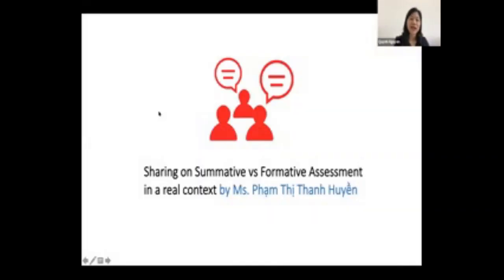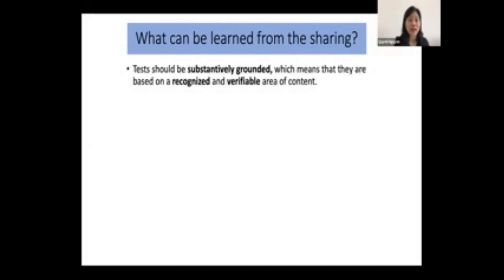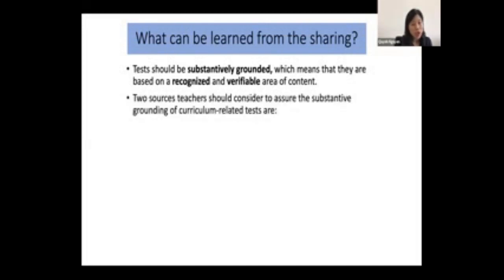Okay, and I'd like to note again some important points that we can learn from Huyen's sharing and also the sharing by Thao a few minutes ago. The first one is that all the tests that we use in our course should be substantively grounded, which means that they are based on a recognized and verifiable area of content. And the two sources that teachers should consider to assure the substantive grounding of all curriculum related tests are, the first one, the curriculum.